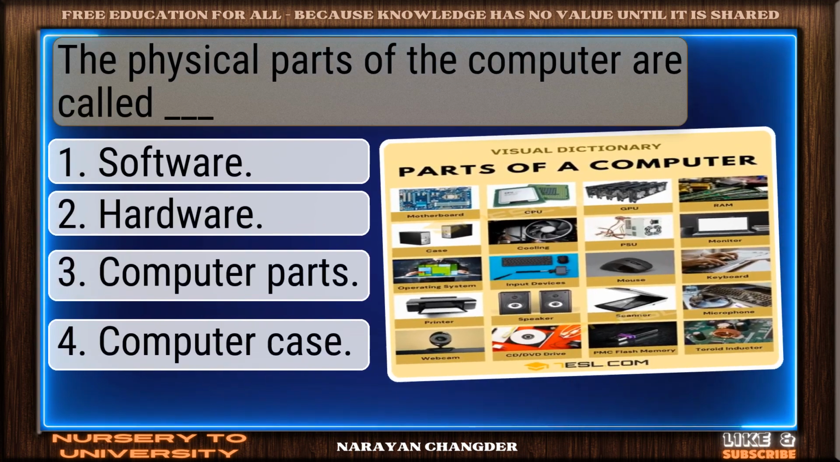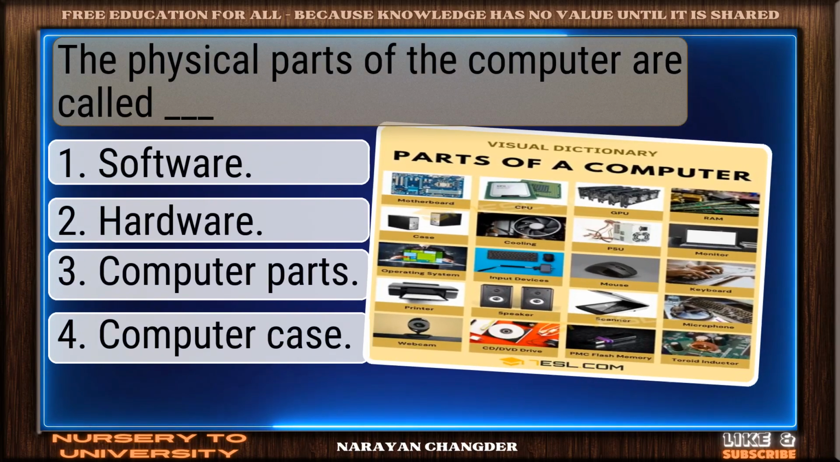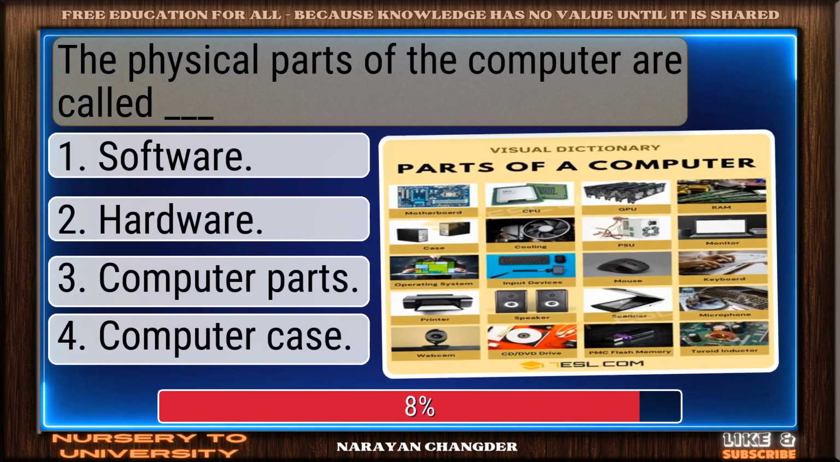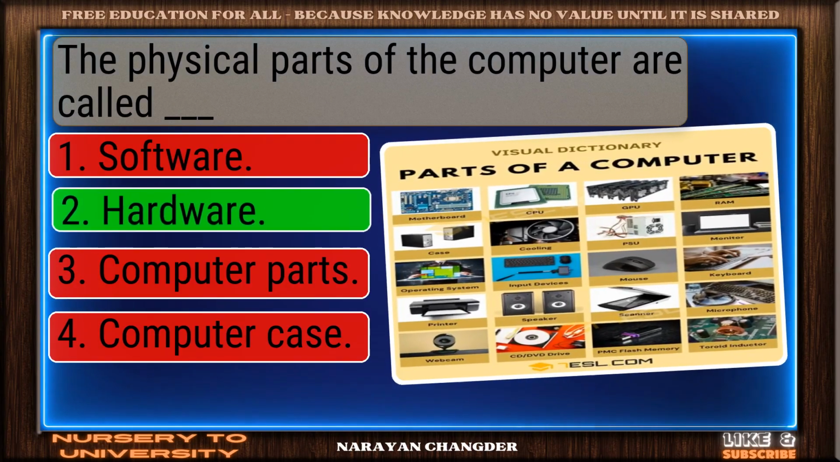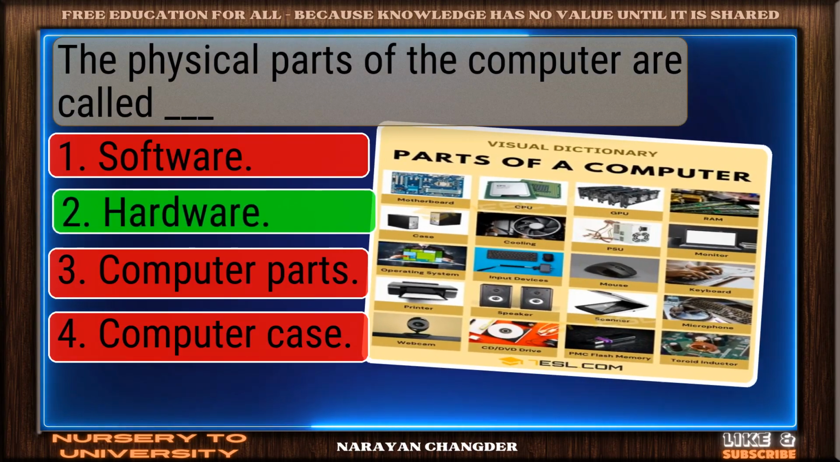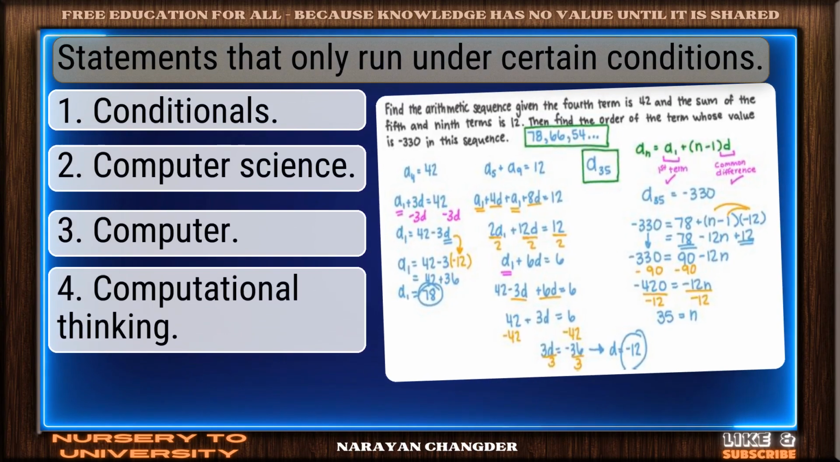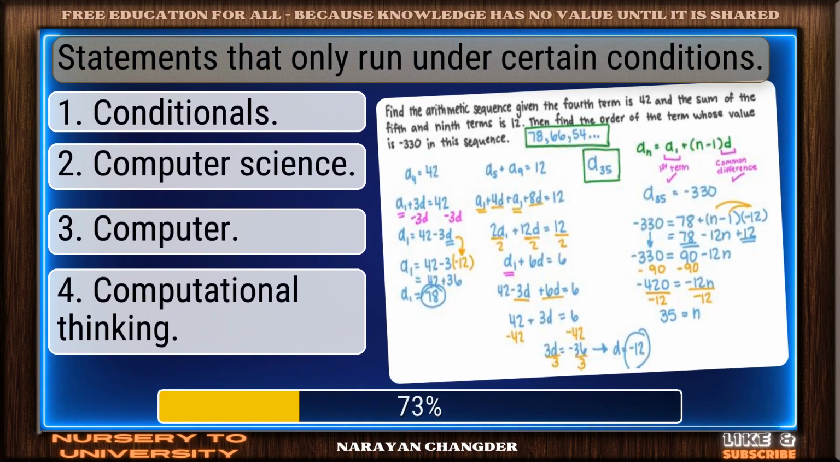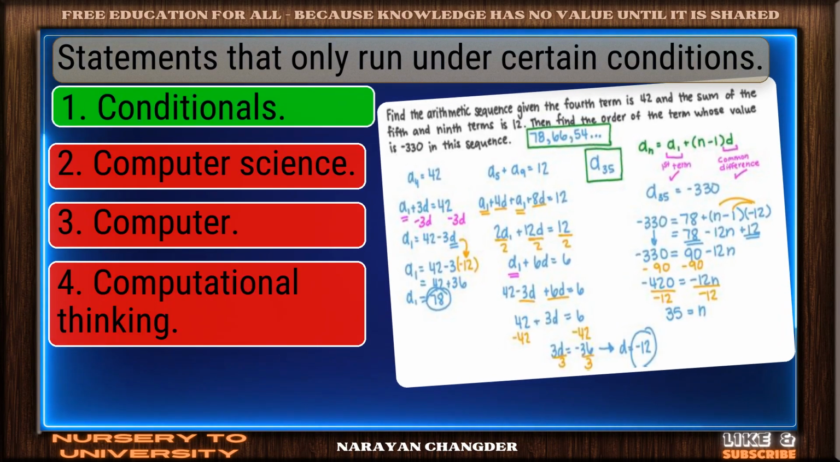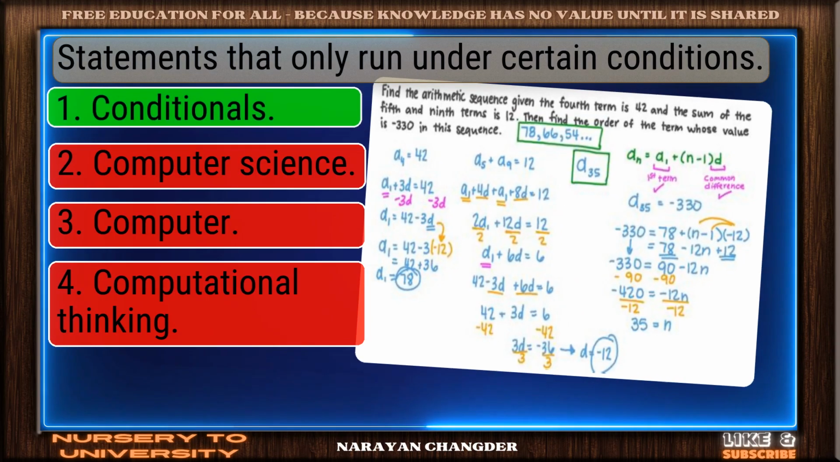Question number 46. The physical parts of the computer are called dash. You're right. Hardware is the correct answer. Question number 47. Statements that only run under certain conditions. Bravo. Conditionals is the answer.